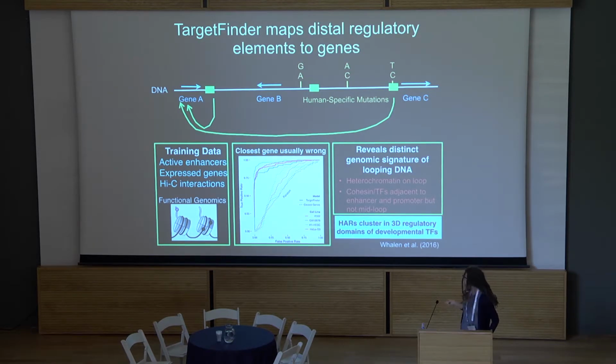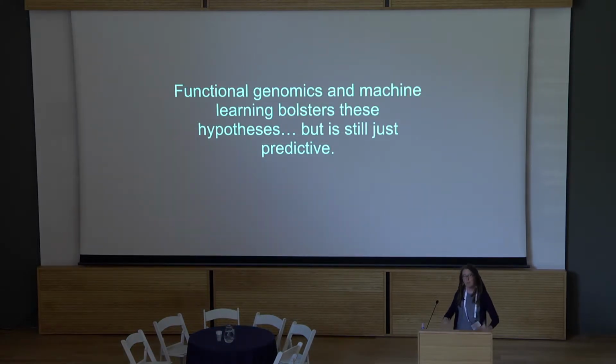The other interesting part was that we could make predictions about HARs, and we found that they cluster in 3D space nearby these developmental genes that we thought they might be regulating, even though sometimes they weren't the closest gene or weren't particularly close in the linear genome to each other. So all that, machine learning and terabytes of data, certainly bolstered our hypotheses about HARs, but this is still just predictive. And so this line of research slowed down a little bit for me. I felt like we really wanted to be able to show cause and effect and that we didn't have the right tools to do that.